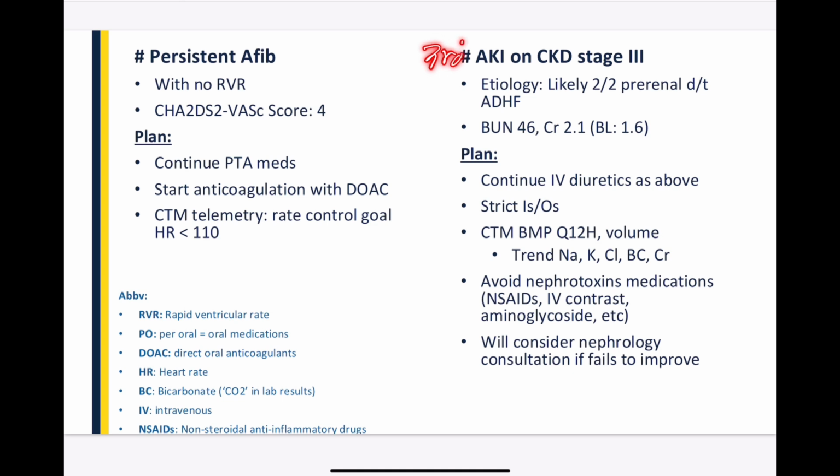Third problem is AKI on CKD stage 3. Etiology is likely prerenal, secondary to volume overload from his decompensated heart failure. We'll continue IV diuretics as we discussed, while carefully monitoring I's and O's with electrolytes, and avoid nephrotoxic agents. If his renal function worsens or fails to improve, we'll consider a nephrology consultation.